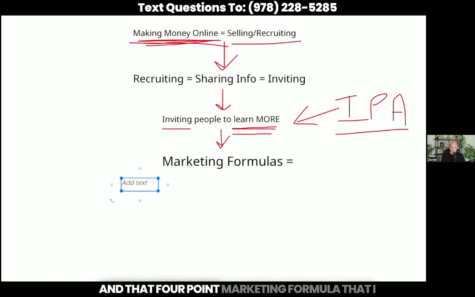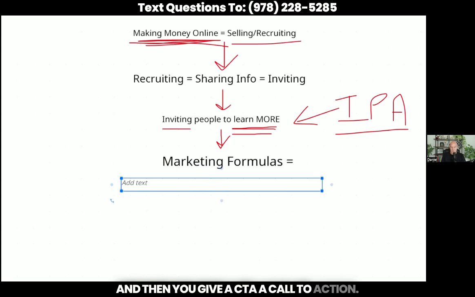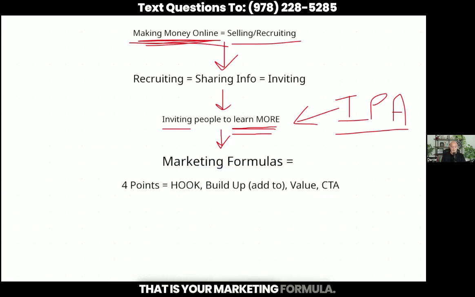And that 4-point marketing formula that I use, and you could use it too, is your hook. That's the number one most important thing in any piece of content. It doesn't matter if it's a post, if it's an email, the subject line is basically your hook, right? If it's a short form video, long form video, it's a hook. You hook, then you build up, in other words, you add to it. And then you give them value, present some value in there. And then you give a CTA, a call to action. That is your marketing formula.